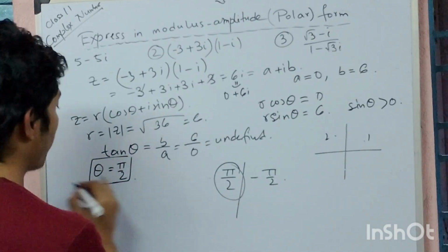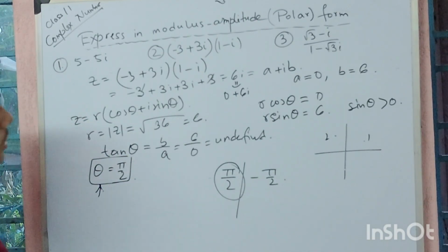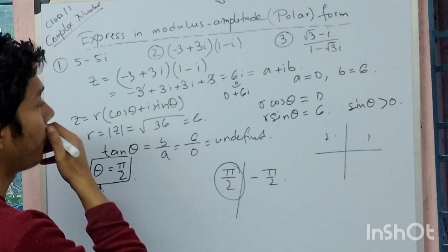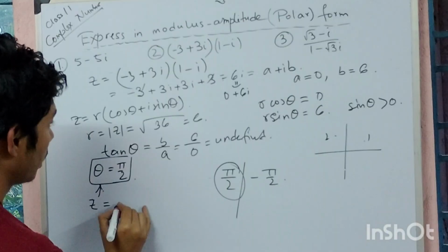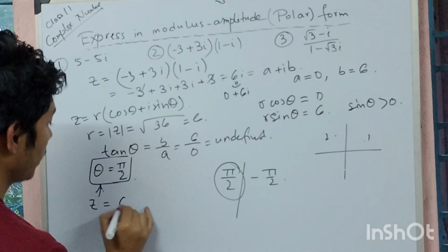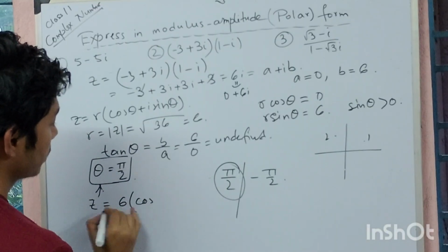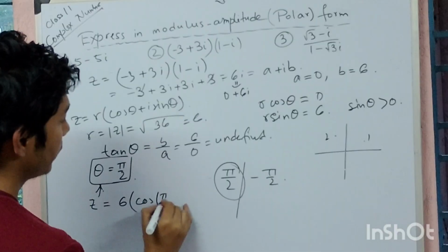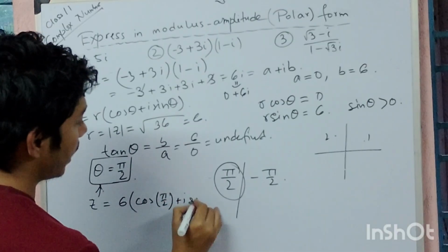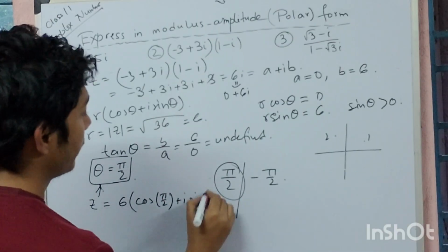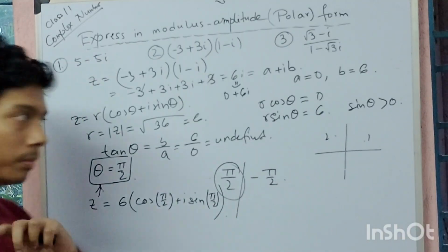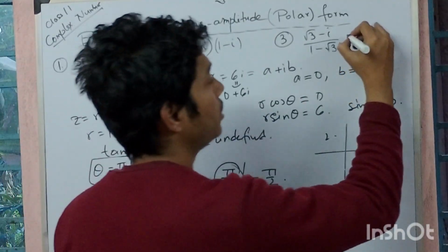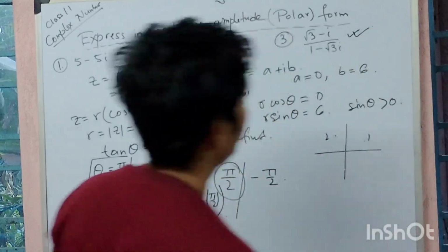Fine. So this is my amplitude. My r has already been found out. So my z equals, what is my r? 6. 6 cos theta, what is my theta? Pi by 2, plus i sin pi by 2. Okay, done and dusted. This is the polar form. Done. So just try it by yourself.